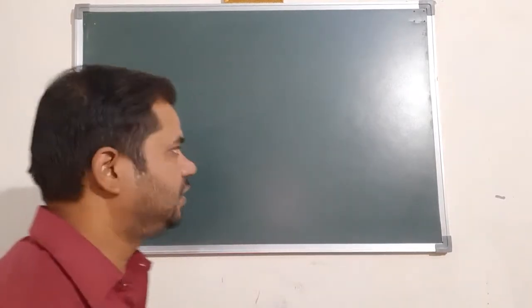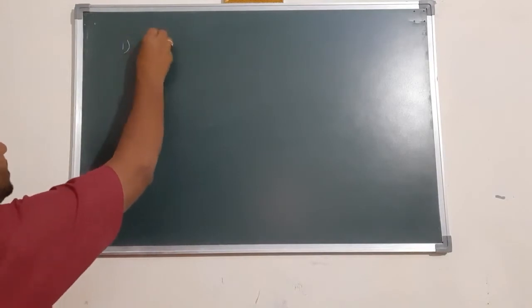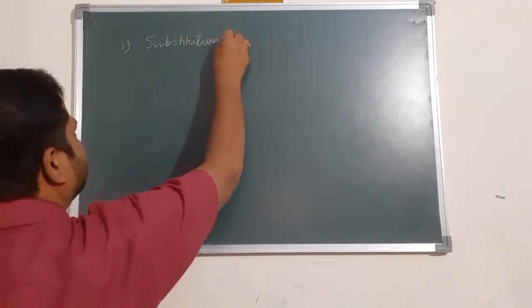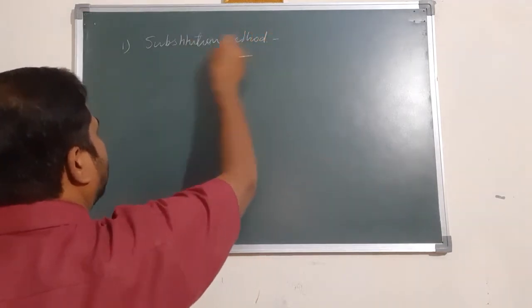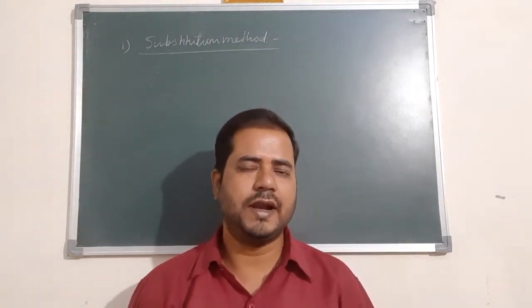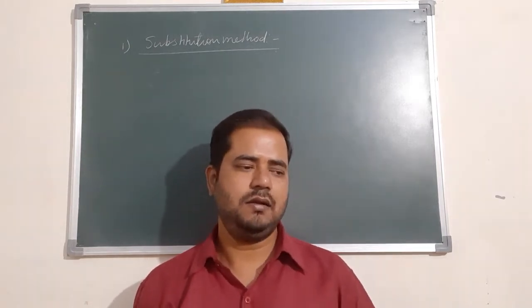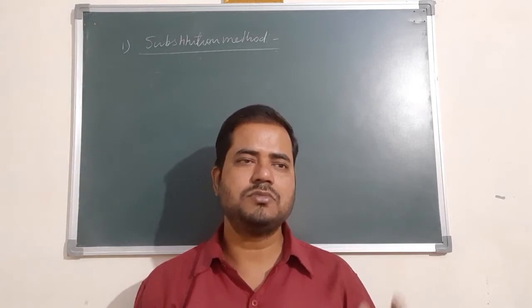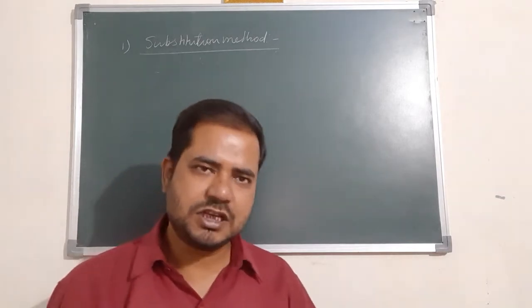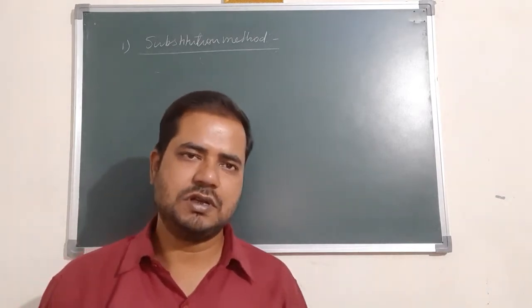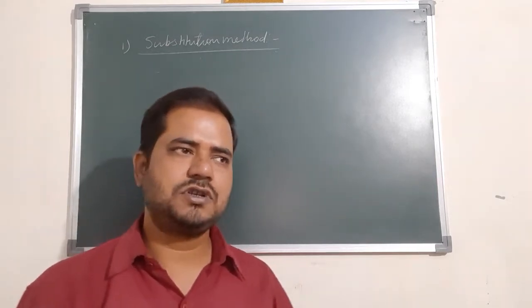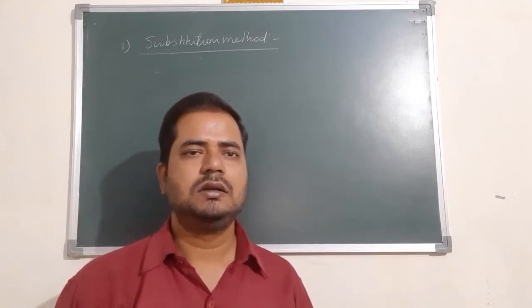Now see the algebraic method of solution of pair of linear equation. So the first one is substitution method. What can we do in this particular method? Listen carefully. First of all, we write both the equations and find y in terms of x, and put this value of y in the second equation. We will get the value of x, and that value of x we put in the first equation or second equation, we will get the value of y.